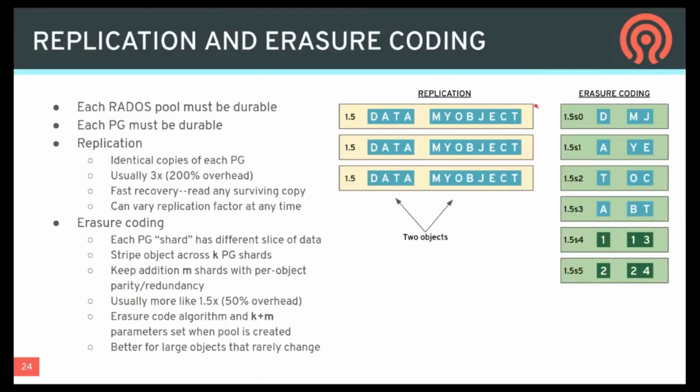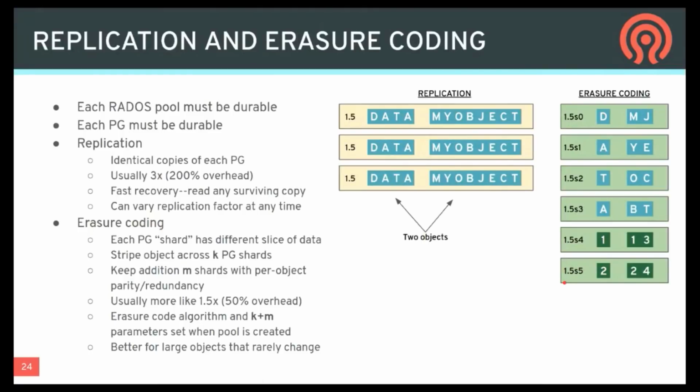You'll notice that in the 3x replication case, I can also only survive 2 node failures, lose 2 copies, and still have a surviving copy. But the overall storage overhead is 3x. So this is 1 copy of the data, and I have sort of a 200% overhead versus a 50% overhead. So erasure coding is much more space efficient.